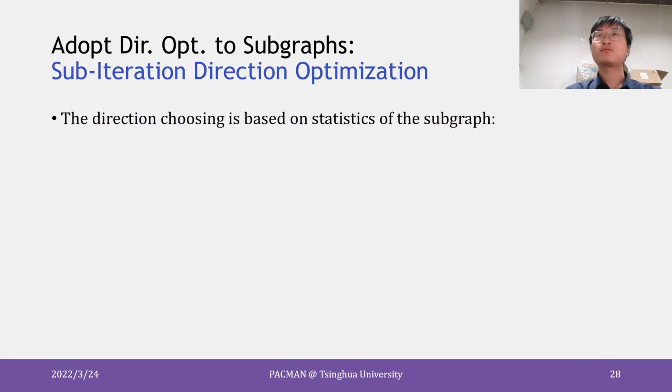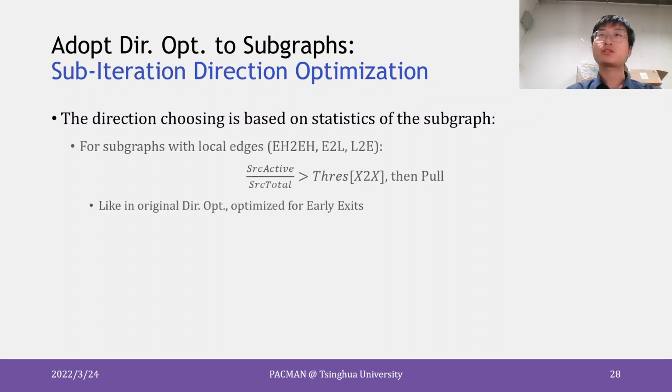For those subgraphs with local edges, including EH to EH, E to L, and L to E, we simply use the source active ratio to select the direction. This is like in the original direction optimization, in which the heuristic is optimized for possible early access. When the active ratio is significant enough, like over 1 in 32, there is a great chance that an unvisited vertex will quickly find a parent and be settled.